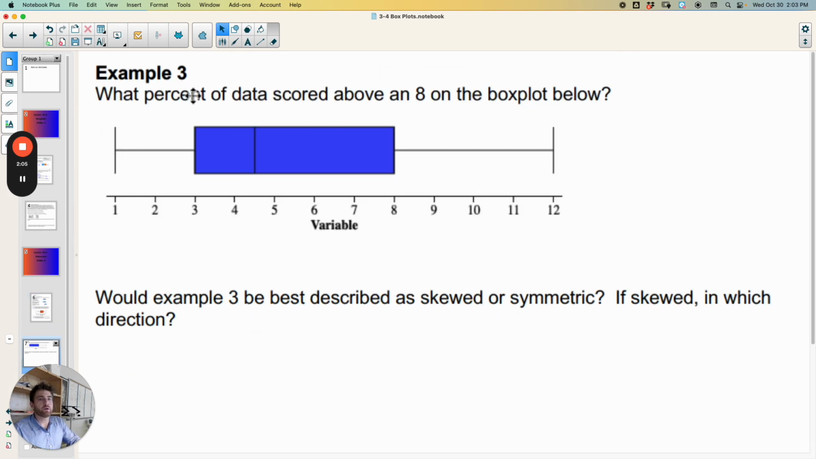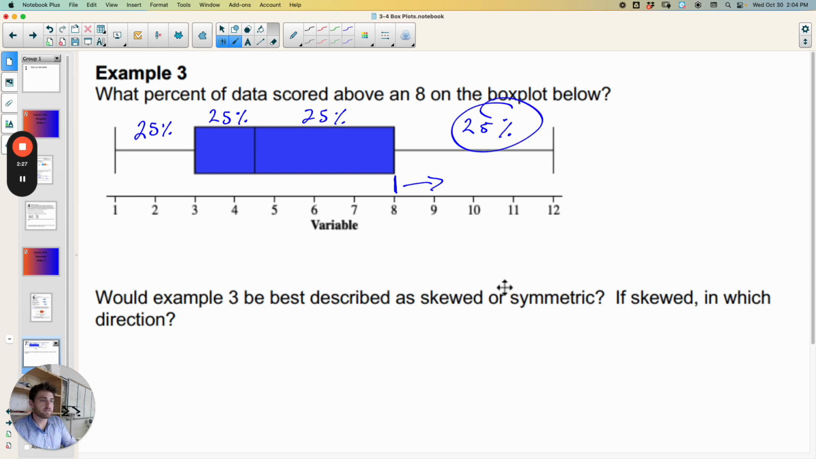Okay, example 3. What percent of data is recorded above an 8 on the box plot below? Remember that we know that there is 25% of data values here, 25% here, 25% here, and 25% here, meaning that from here and above, we know 25% of my data is at or above. Okay, so that would be the answer there.